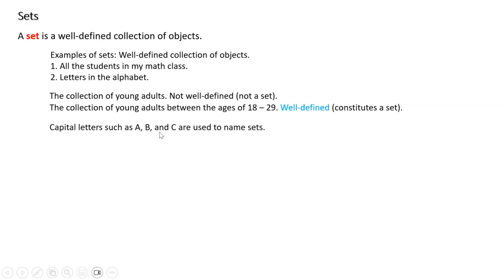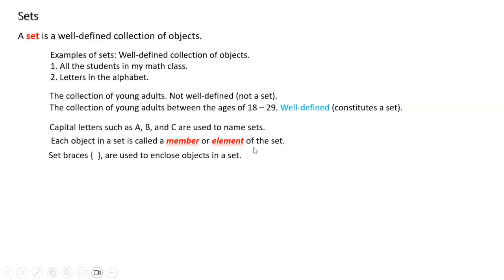Now, capital letters such as A, B, C, and so forth are used to name sets. Each object in a set is called a member or element of the set. And a set is enclosed by braces, or curly brackets, which are used to enclose the objects in a set. Let's give some examples. This is considered set A, which has the elements 3, 4, 5.